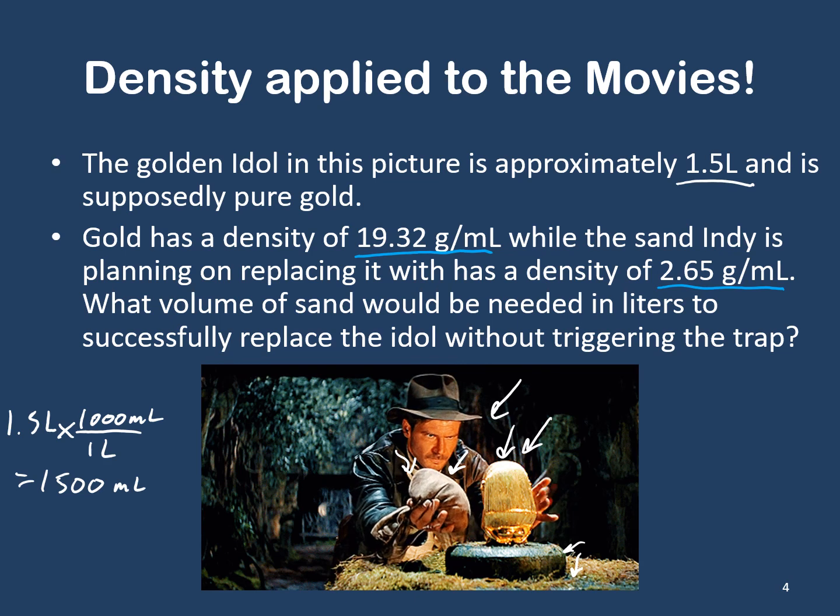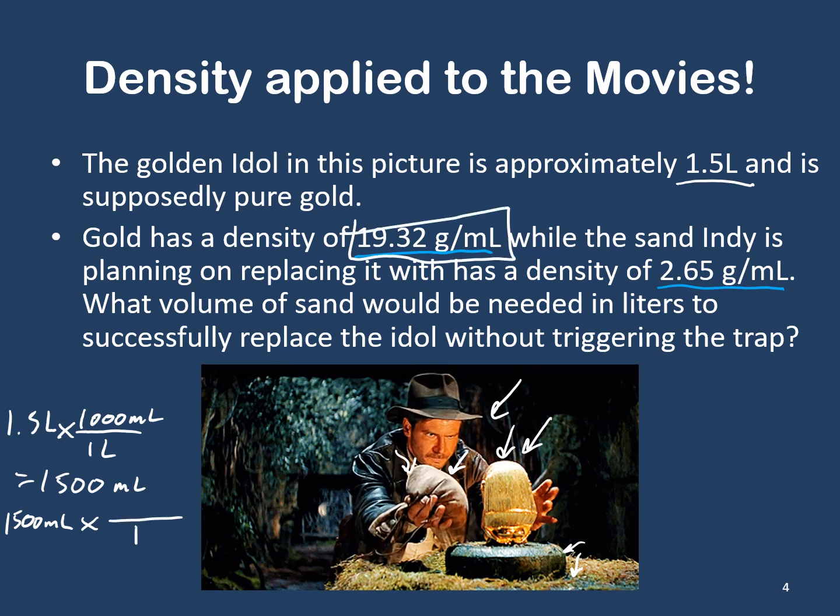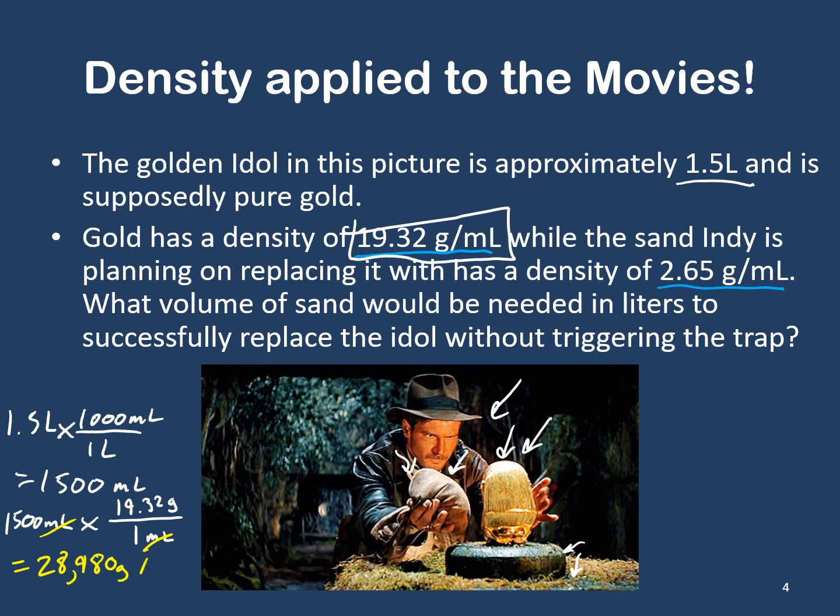This will give me 1,500 milliliters. Once I have this 1,500 milliliters, I can convert that using the density of gold here as a conversion factor. I know that 1 milliliter of gold is 19.32 grams of gold. And so by multiplying these out, you can see that my milliliters here cancel, and I'm left with grams of gold. What I get is that this statue has about 28,980 grams of gold in it. It's a very valuable statue.